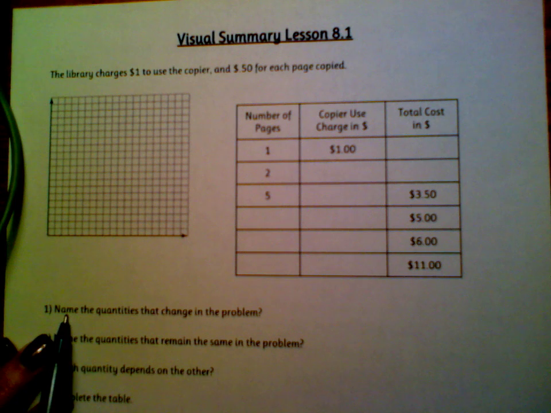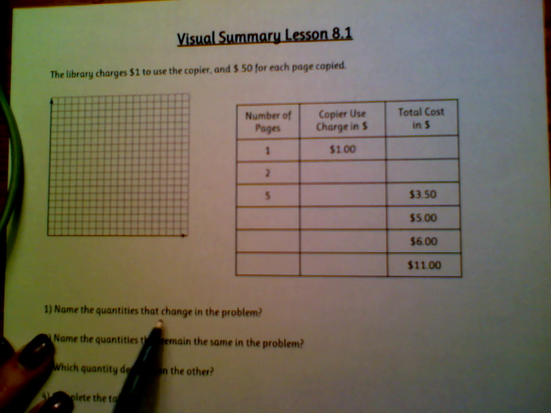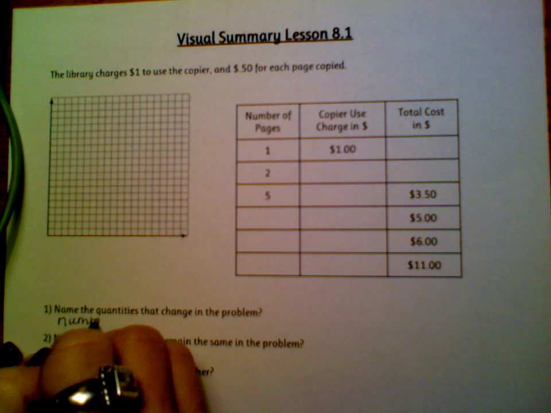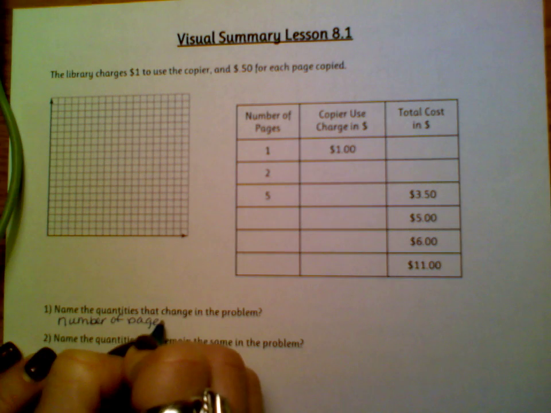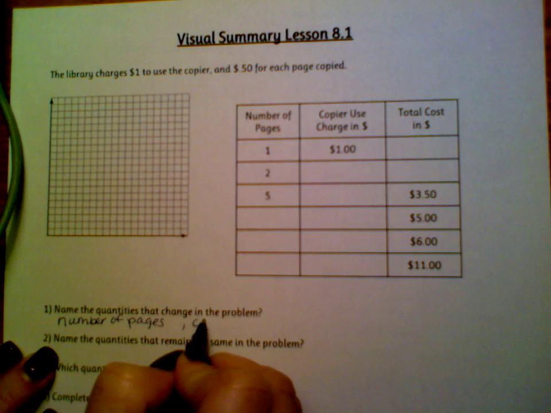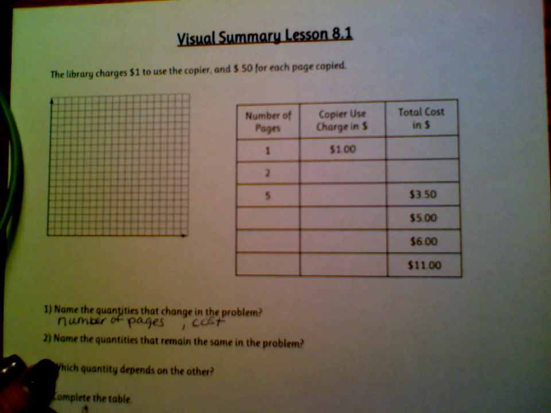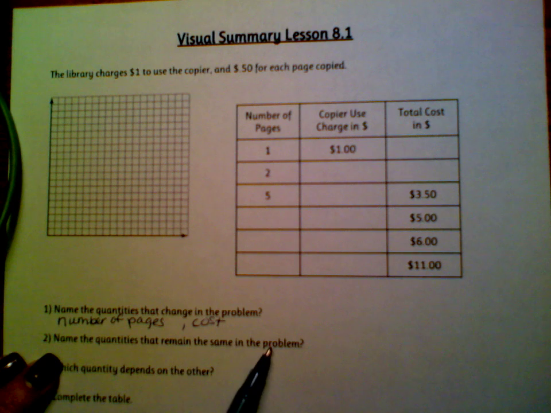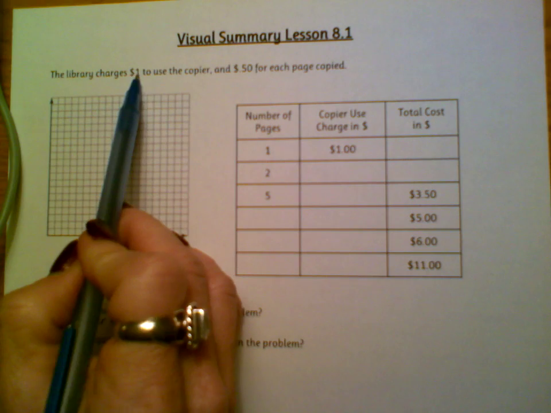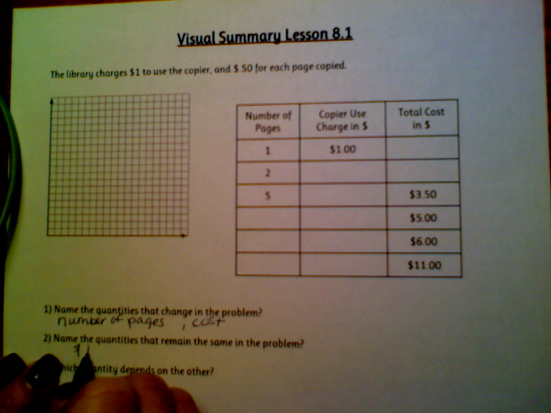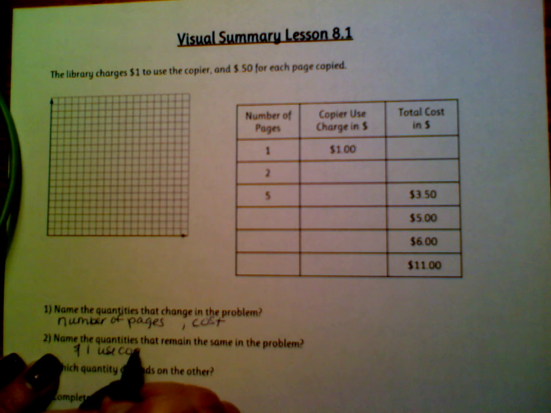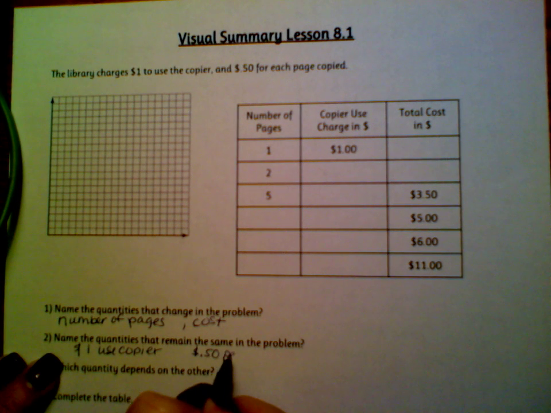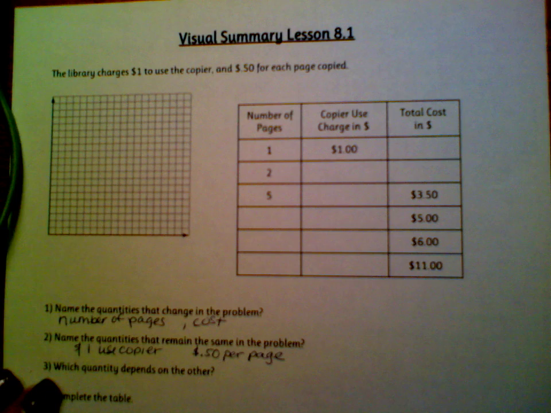So first it's asking me to name the quantities that change in the problem. One thing that changes is the number of pages. And then the other thing that's going to change is the cost. Now name the quantities that remain the same in the problem. Two things that are the same: they charge me $1 to use the copier, and then they also charge 50 cents per page. So those remain the same.